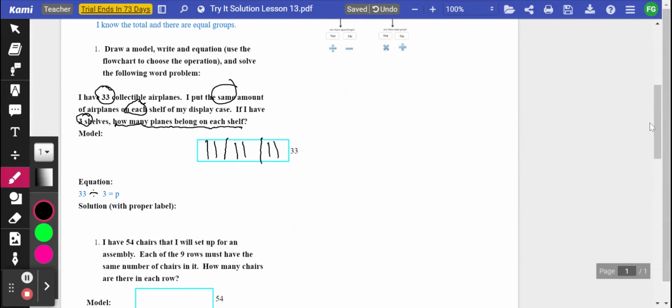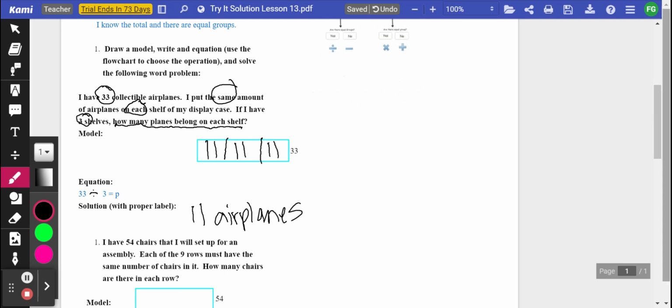Okay, so there's an equation for it. 33 divided by 3 equals some variable. I just chose a p as a lowercase letter. The solution would be 11. And then the label is airplanes, because that's what I'm talking about, right? So airplanes or planes, either one would be correct.